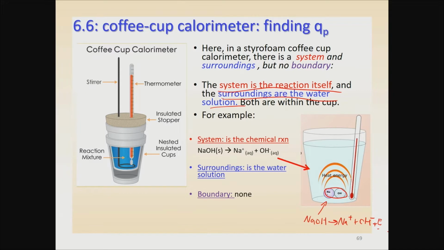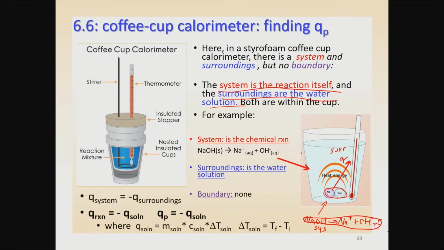So what we do is we pretend that this chemical reaction, which is going on within those pellets there, is the system. And then the heat is leaving the chemical reaction, the system, and going into the water, which is acting as the surroundings. And so the water solution is the surroundings. Okay, so what we can do is write some equations that can help us solve problems.